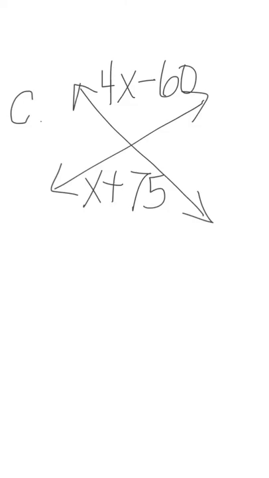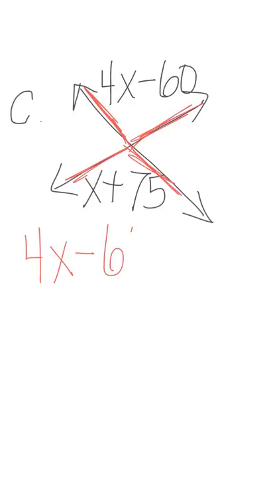Now let's look at C. Here you have two lines that intersect, and the angles we're looking at make V's, and they are opposite of each other, which means they are vertical angles and they are equal to each other. That means that 4x minus 60 is going to be equal to x plus 75.